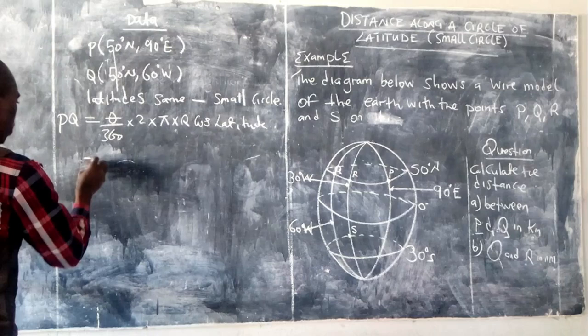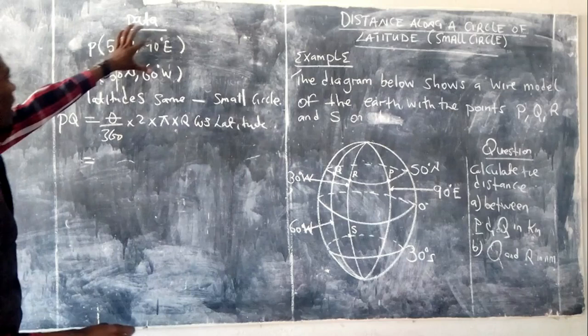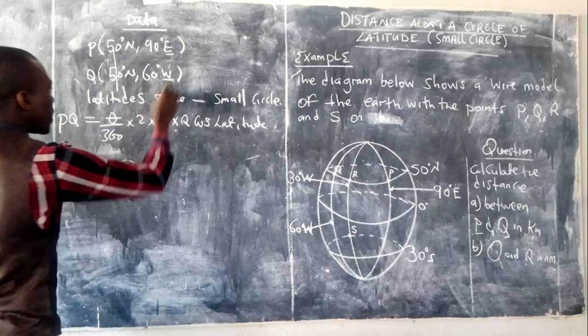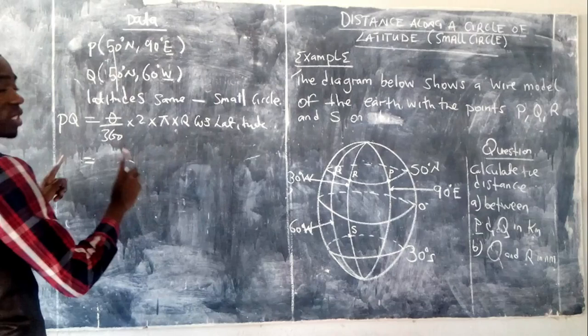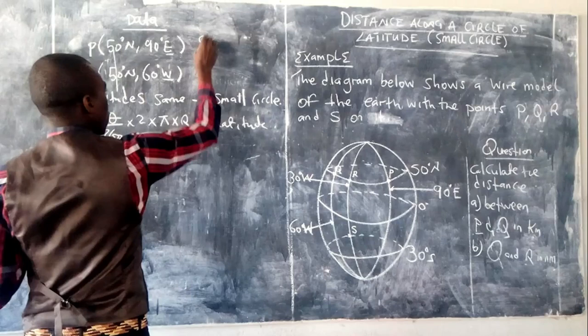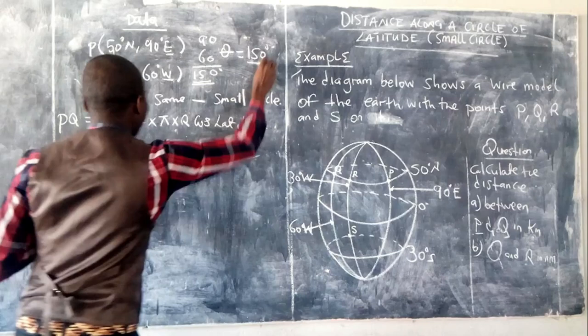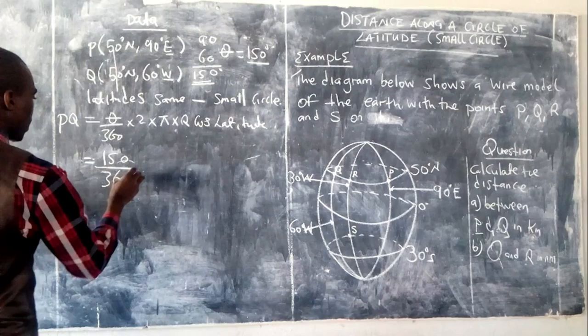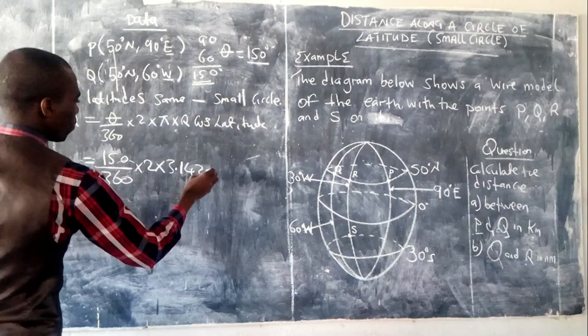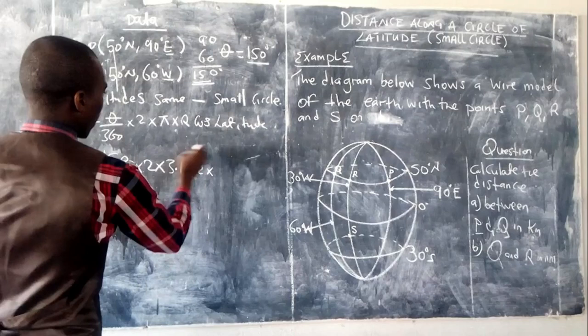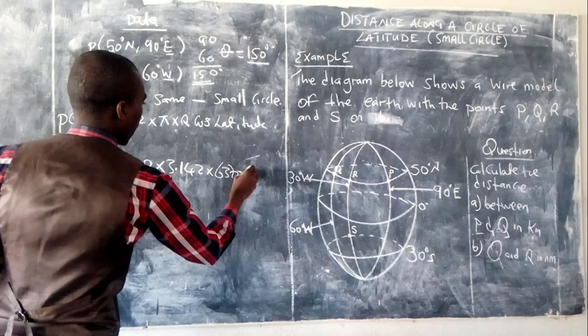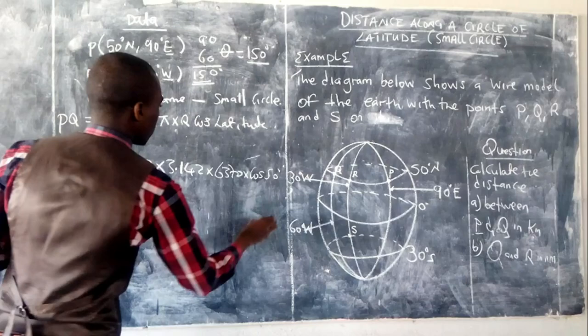So we substitute. Theta here will be the difference in the longitudes. Because we have east and west, which are different poles, we simply add the two to find the difference. So it will be 90 plus 60, which gives us 150 degrees. So that is our theta. We know now it is 150 degrees. So we have 150 divided by 360 multiplied by 2 multiplied by 3.142 multiplied by our R here. Our R is in kilometers, so we use 6370 kilometers multiplied by cos 50 degrees, because it is cos latitude, which is this one.